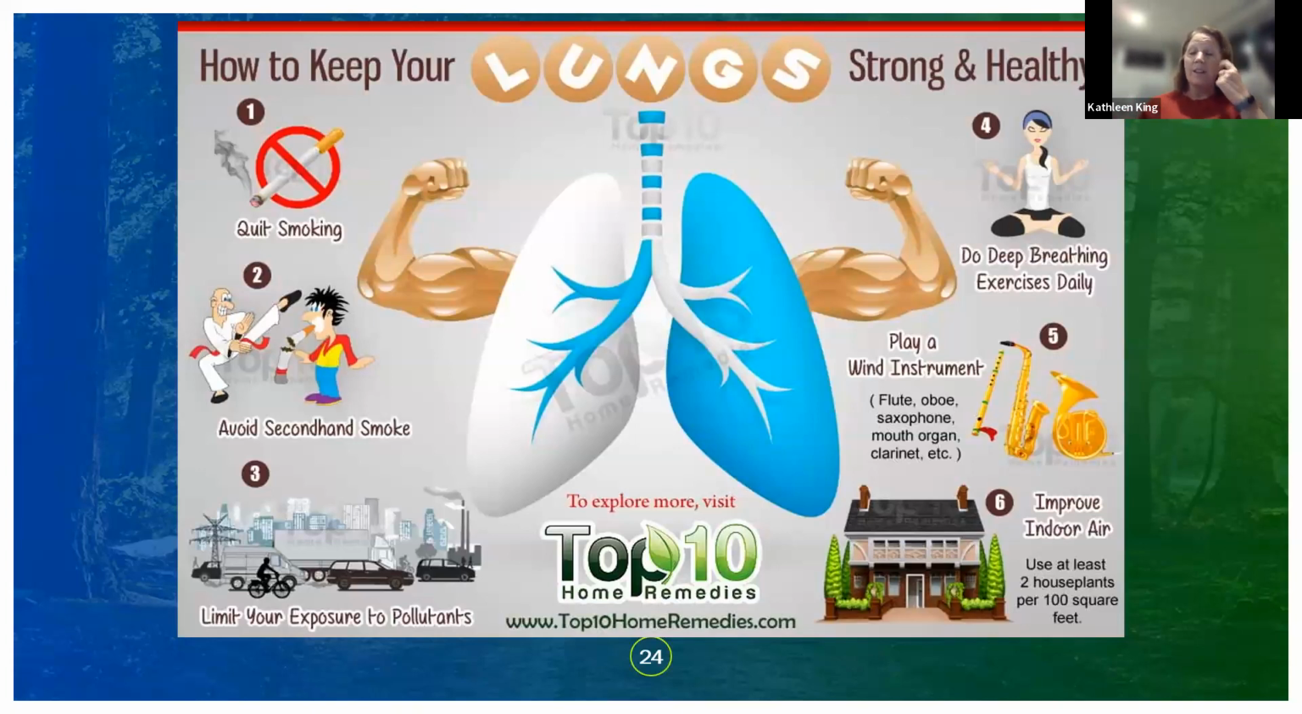Improve your indoor air quality. They're talking about house plants. I will even say a lot of people use air fresheners in the house. Air fresheners have been known actually to be lung irritants. So be very careful about scents or air purifiers. They're not purifiers. It's the Febrezes of the world. Those are not good for your lungs. They're pretty well known not to be good for your lungs.